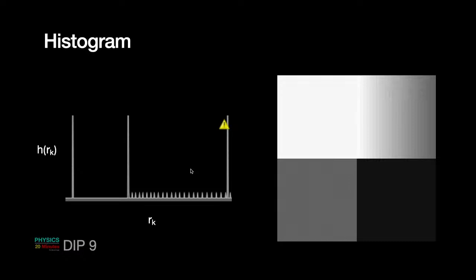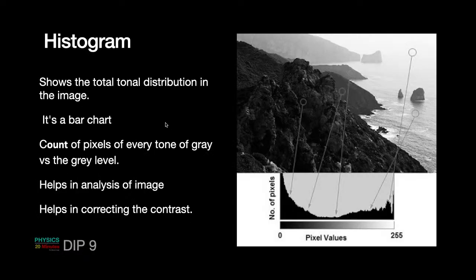So let's try to look at the histograms. This is one example over here. I have an image which has bright portions, then bright portions here, then slightly darker, and a huge part of the image is fairly dark. So the histogram gives you the tonal variations in the image. For example, here is the dark pixel value and here is the light pixel value, and here is the number of pixels, h of rk.